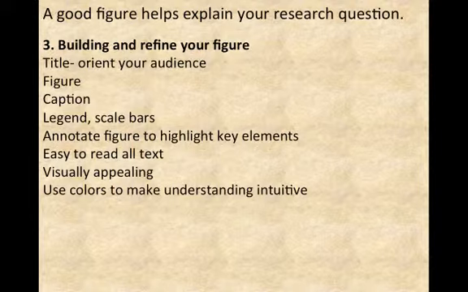All the text should be easy to read. Axis labels should be easy to read. Legends should be easy to read. And this is part of why it's difficult to just copy and paste from a paper or from a grant proposal. So I would recommend printing it out on an 8.5 by 11 sheet and see if you can really see all of the text very easily. Alright, and then you can also consider using colors to make understanding more intuitive. So let's look at some examples now.